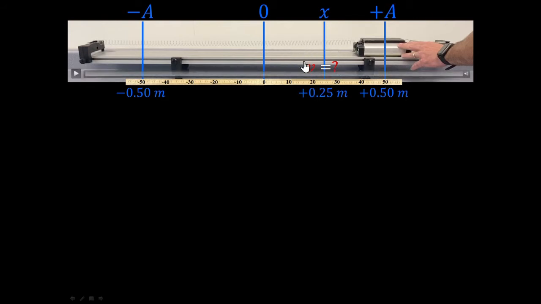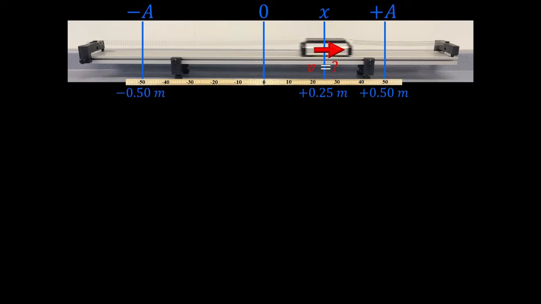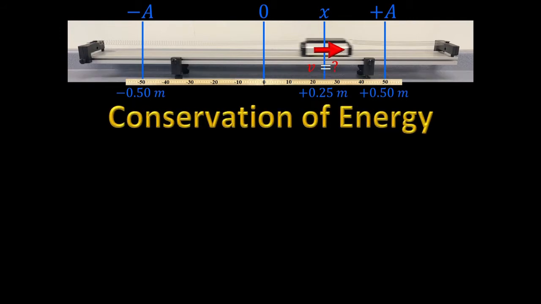But now I want to figure out how fast it's traveling when it gets back to that same point. So how fast is it traveling right there? And at that moment, it was heading to the right, so its velocity is to the right. So we want to calculate how fast it's going. Conservation of energy is going to be the key. Well, what kind of energies are involved?